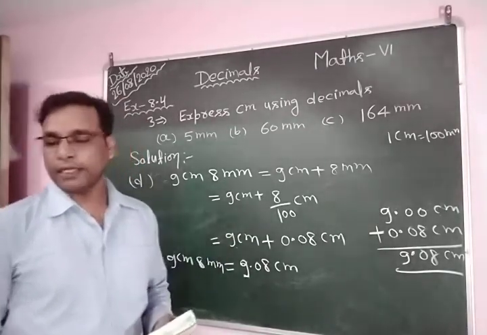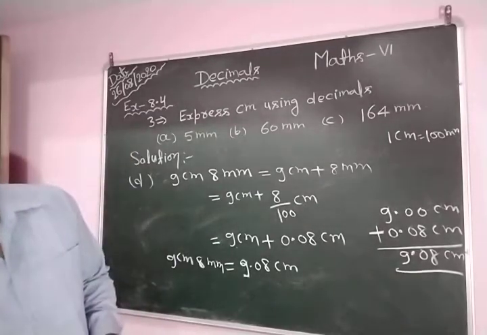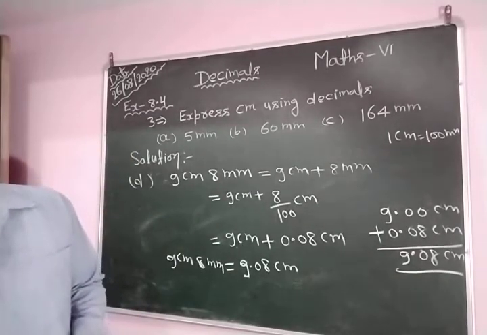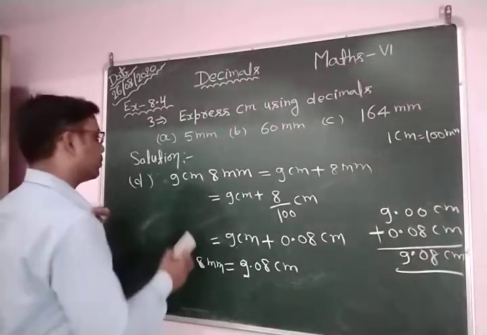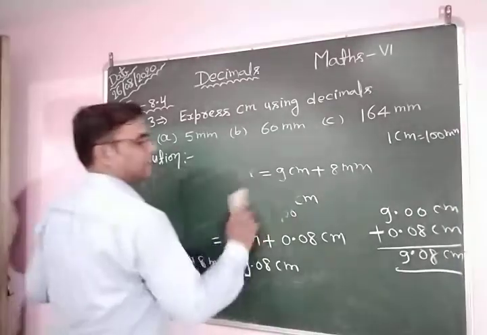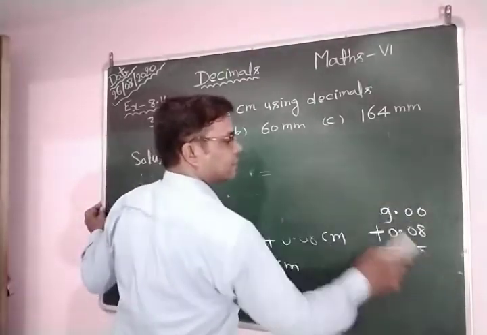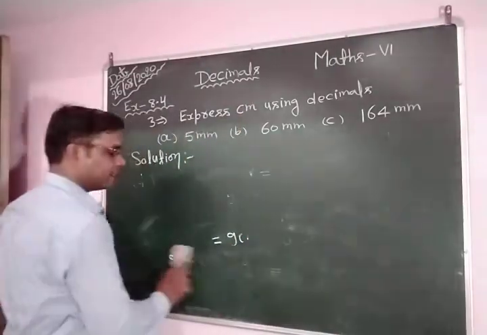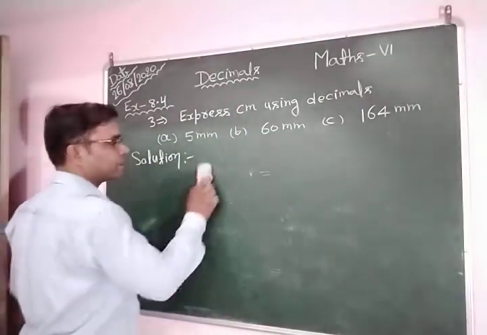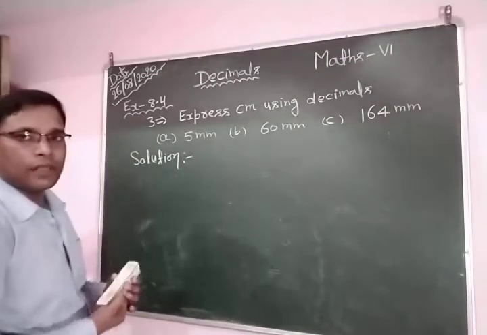Student, I hope all of you understood such type of problems, how to convert millimeter into centimeter. The next part of these questions, E part, is given 93 millimeters. We need to convert 93 millimeter into centimeters.